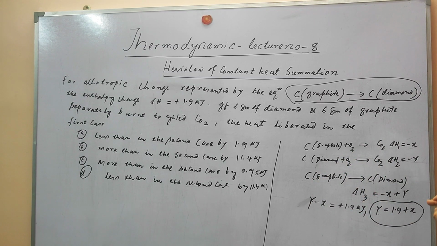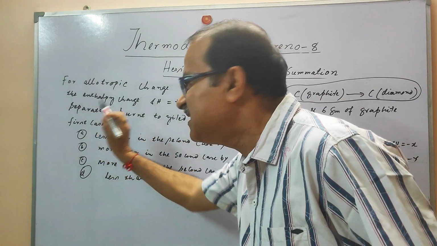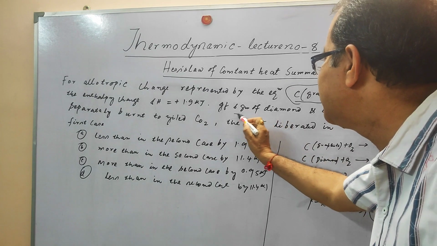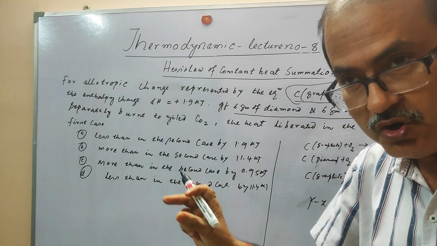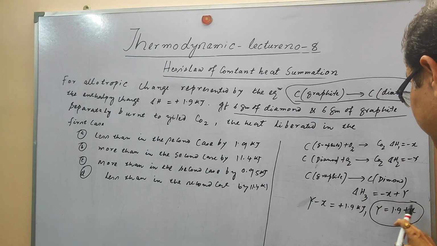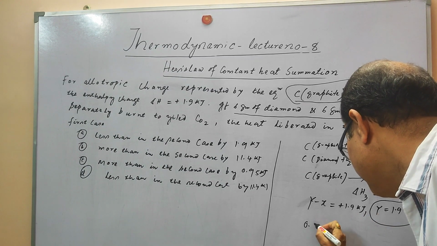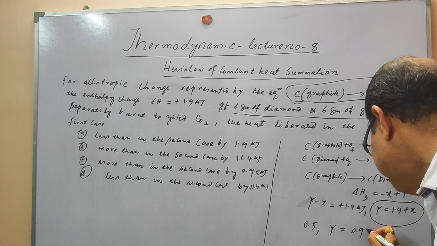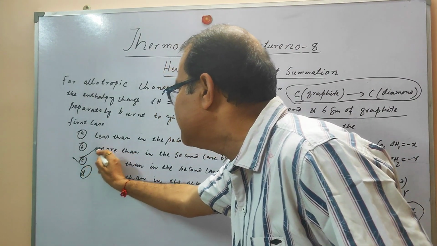Now the question arises: sometimes students are tempted to take answer A. That will be wrong, because it has been given 6 gram of diamond. This is the enthalpy for 1 mole, so you have to go for 0.5 mole. When it is 1 mole, then for 0.5 mole, Y is equal to 0.95 plus X. So this option will be the correct option.